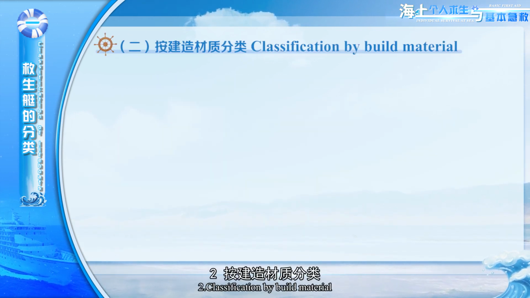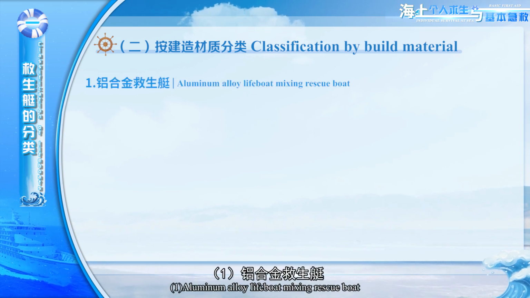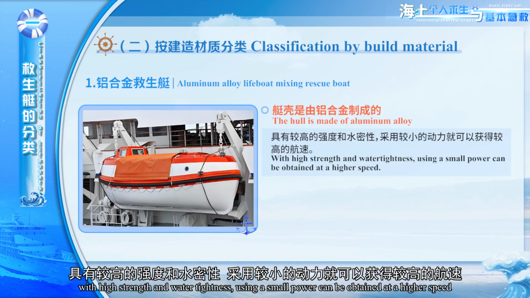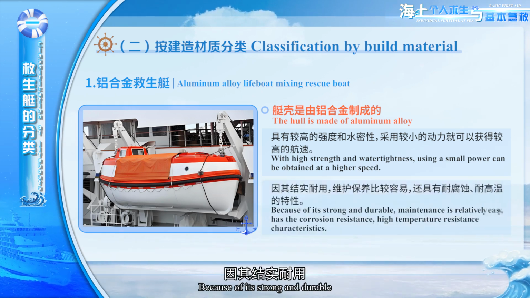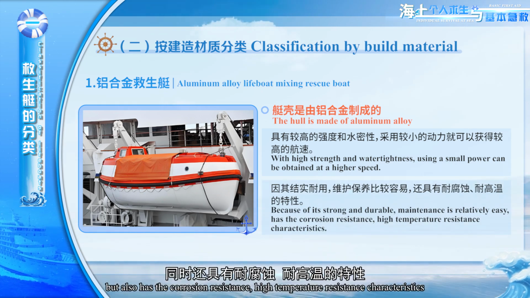Disadvantages: small entrance and exit, small lookout opening. 2. Classification by build material. 1. Aluminum alloy lifeboat. The hull is made of aluminum alloy, with high strength and water tightness. Using small power, a higher speed can be obtained. Because it is strong and durable, maintenance is relatively easy, and it also has corrosion resistance and high temperature resistance.